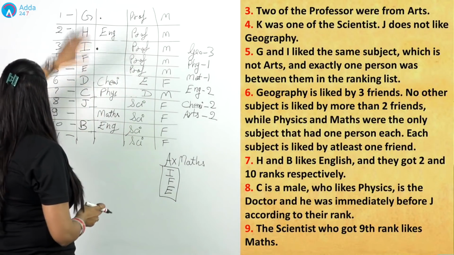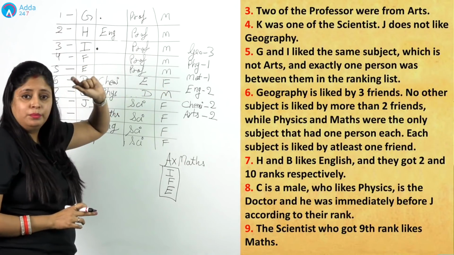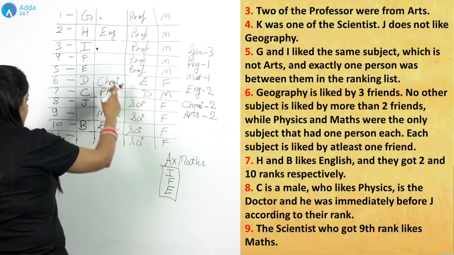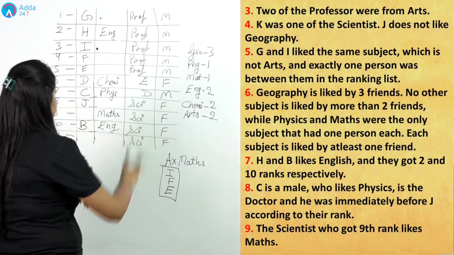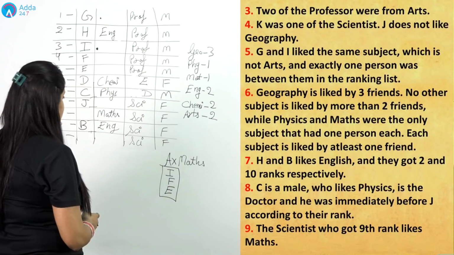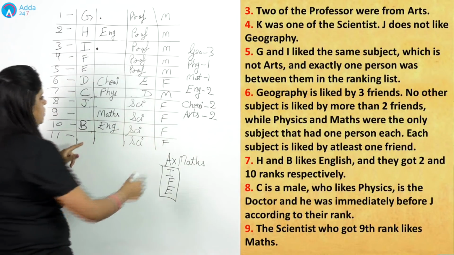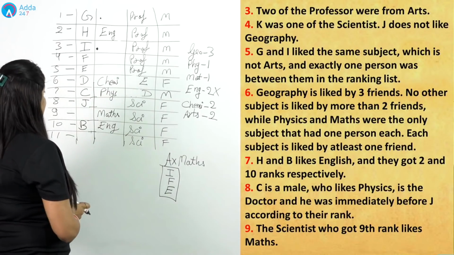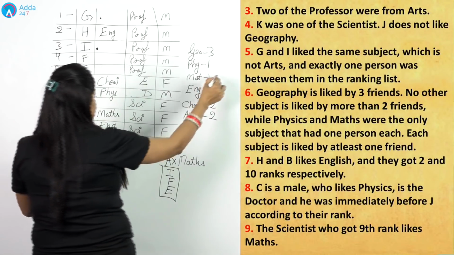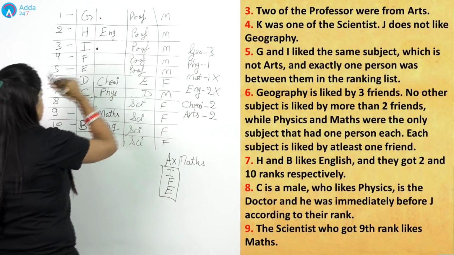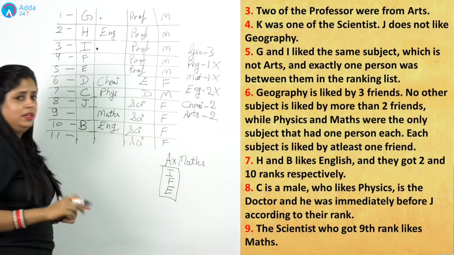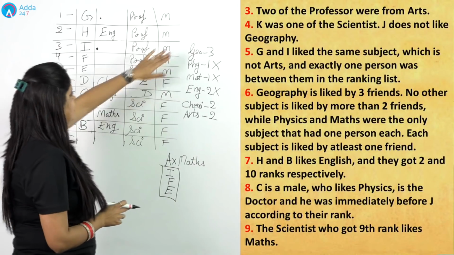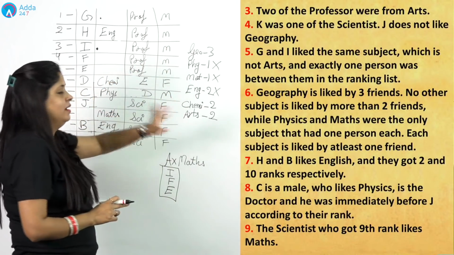Before I proceed toward the exact conclusion of point number 5, let's see something. Chemistry is preferred by 2 and we have placed just 1. Geography, some information is left. English is preferred by 2, okay, we are done with English. Maths is preferred by a single person, yes, we have placed that. Physics is preferred by a single person, yes, we have placed that. So we are done with these 3 subjects. Only 3 subjects are missing, and those are geography, chemistry and arts.